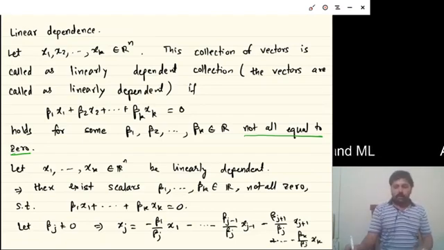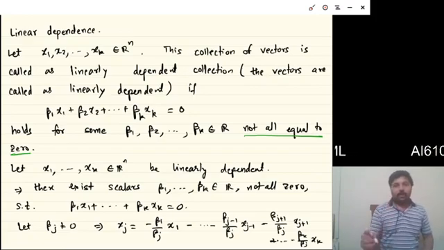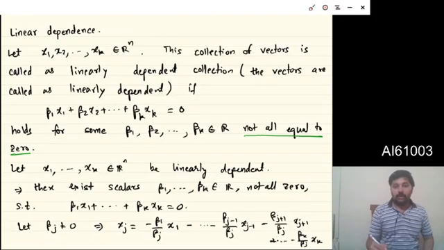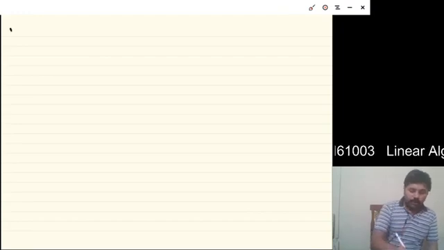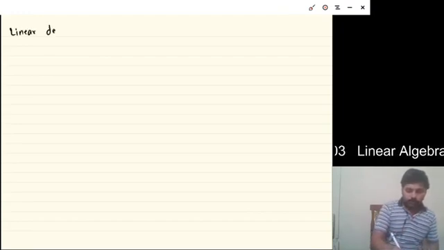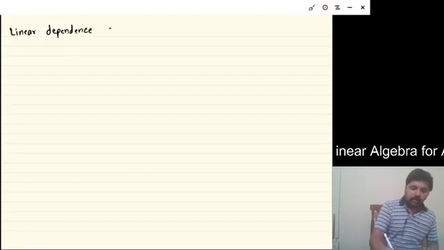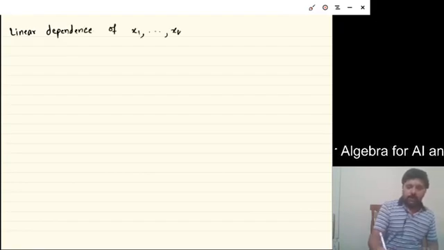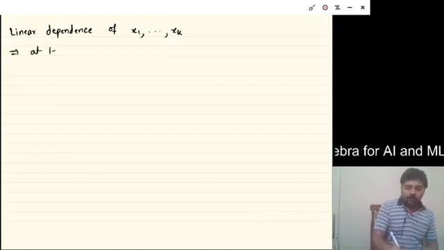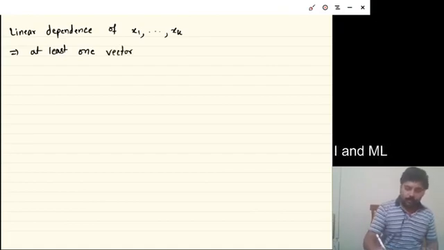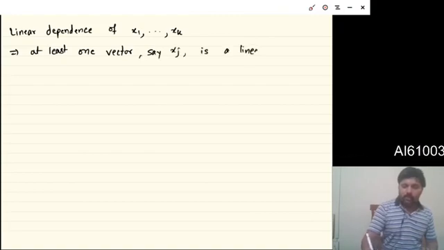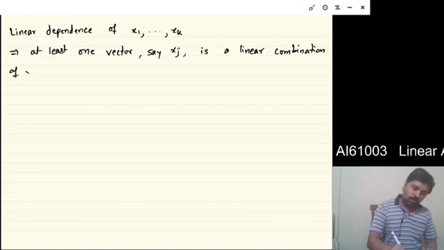So what does that mean? That means that I can write at least one vector in this collection, in this particular case xj, as a linear combination of the remaining vectors. So linear dependence of x1 up to xk implies that at least one vector, say xj, is a linear combination of the remaining vectors.